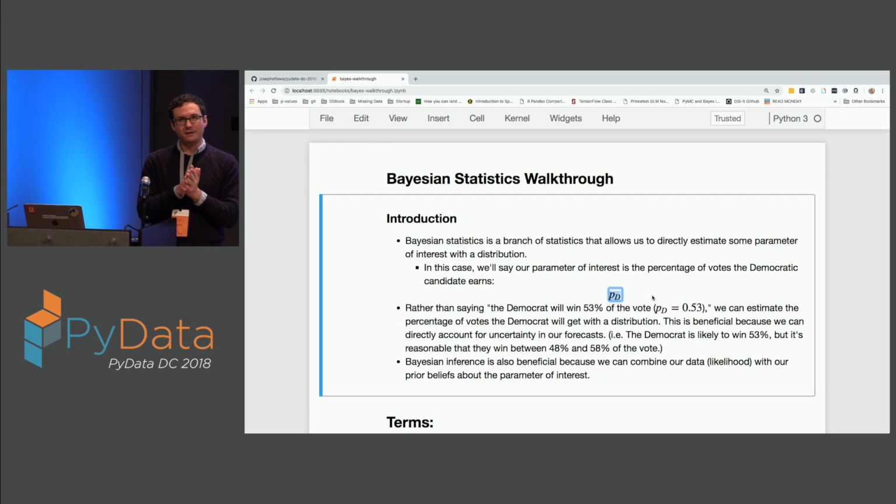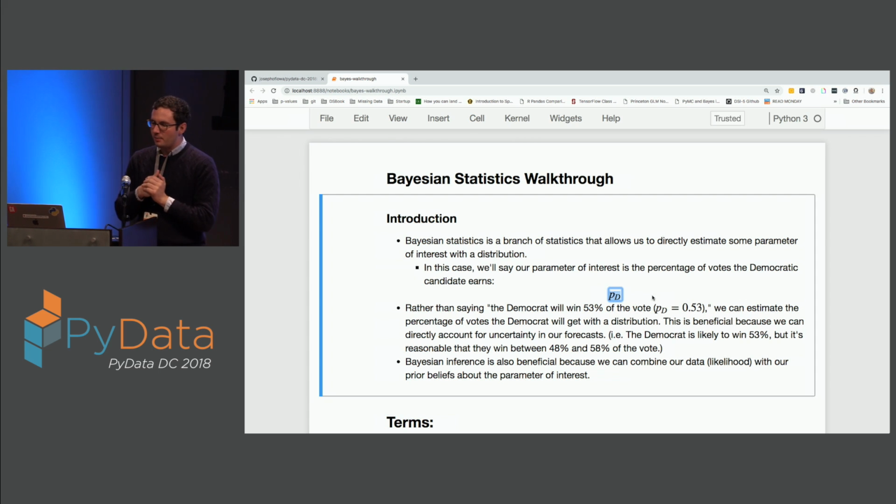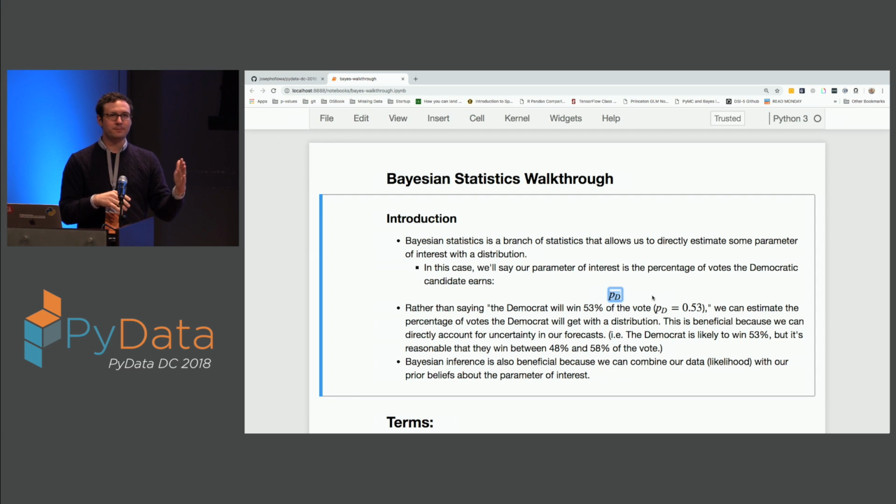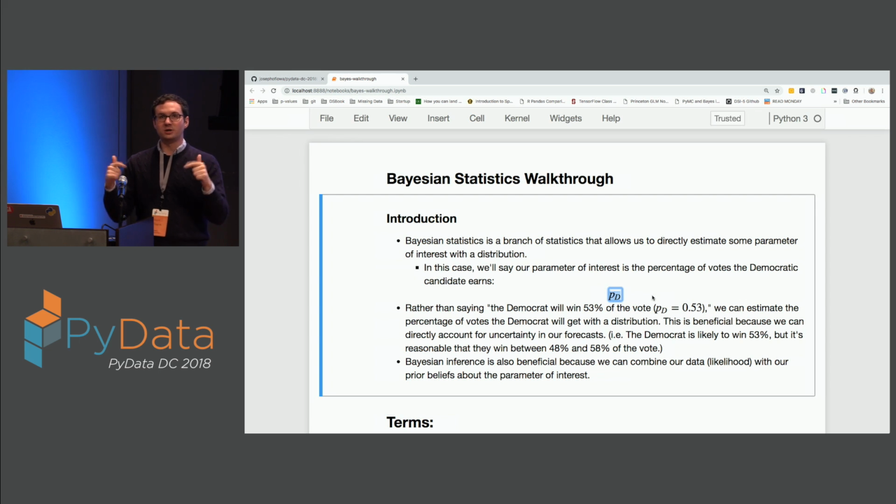And it's different from a confidence interval for a couple of reasons that I'm going to gloss over in the interest of time. But what we can do with Bayesian methods is we can actually say that 53% is our likeliest value, but you can imagine putting a bell curve or really any distribution over this that allows us to say it's reasonable that the Democrat wins between 48% and 58% of the vote. And then we want to be able to translate these distributions into electoral results. We can do so through simulations.